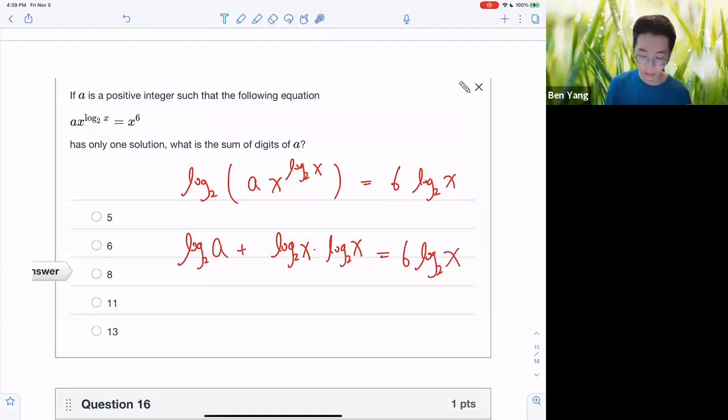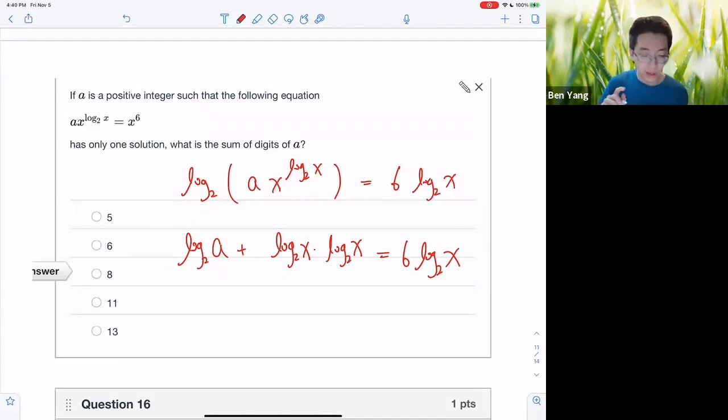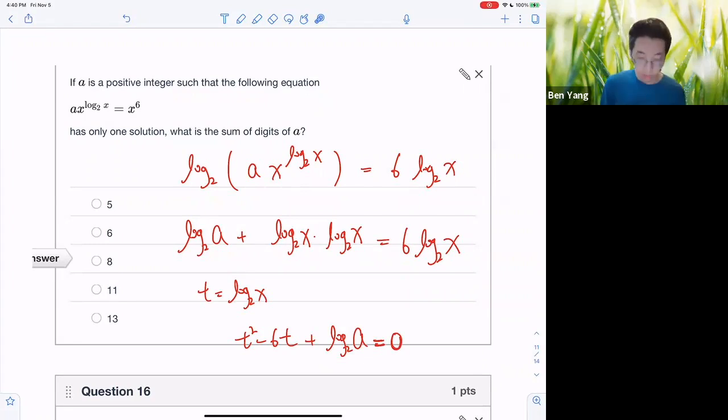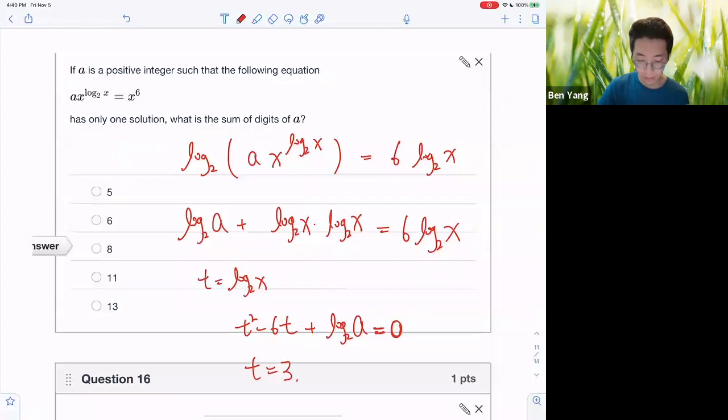Now we see what's going on, because this is a quadratic equation about log 2 of x. We want it to have only one solution. Maybe let's rearrange it first. If t is log 2 of x, then we have t squared minus 6t plus log 2 of a equals 0. Okay, so we only want one solution. I guess that solution has to be t equals 3. So this log 2 of a should be equal to 9. So a is 512, and the sum of digits is 8.